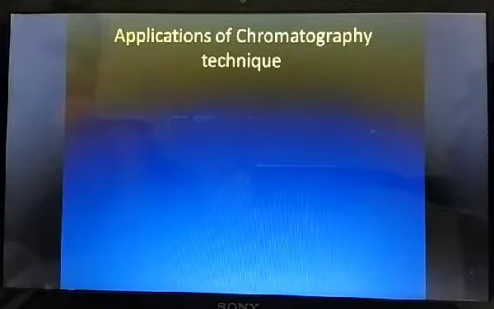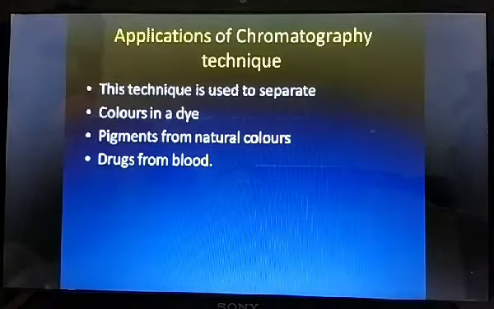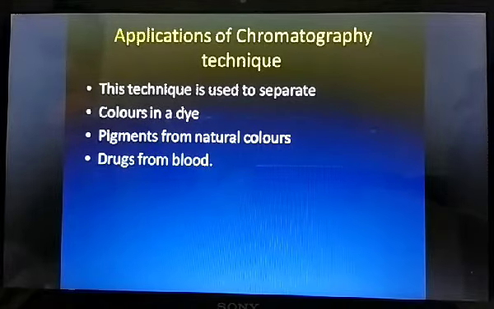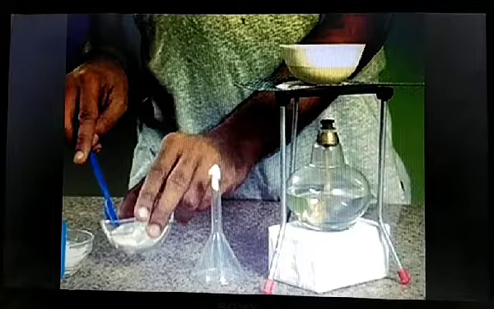Now we have some uses or applications of the chromatography technique. First, this technique is used to separate colors in a dye, like we discussed right now; second, pigments from natural colors; and third, drugs from blood. That means in case some medicine or some chemical is there in blood, you can easily find it out by this technique.